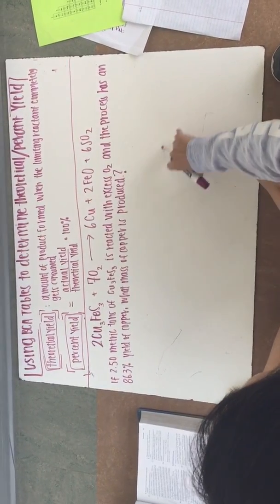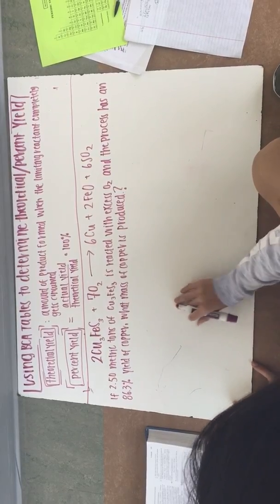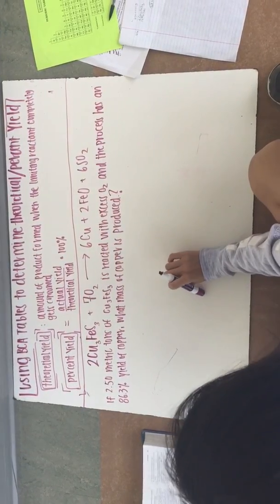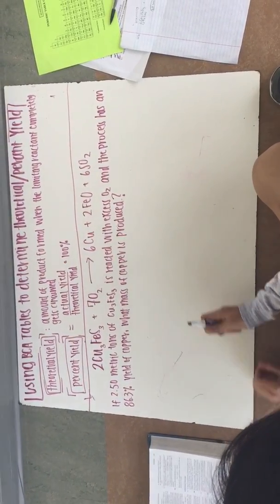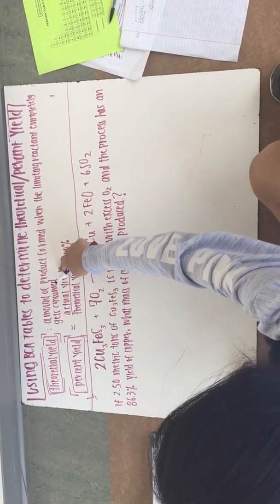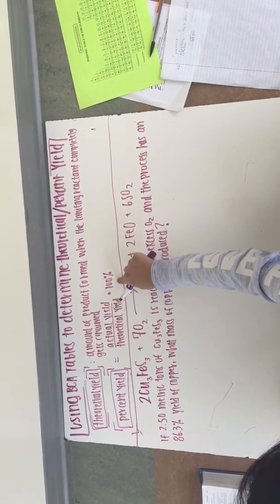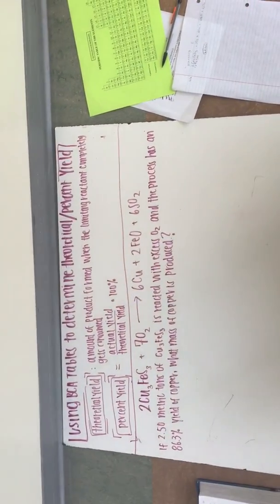So to determine theoretical and percent yields, you first need to know that theoretical yield is the amount of product formed when the limiting reactant is completely used up, and the percent yield is when you take an actual yield from experimentation and divide it by the theoretical and multiply by 100 to see the actual percent yield.